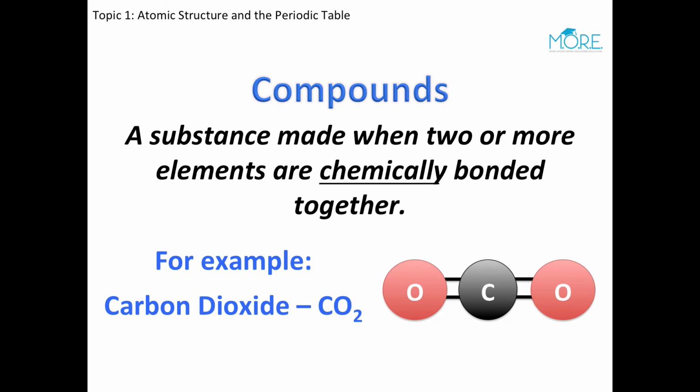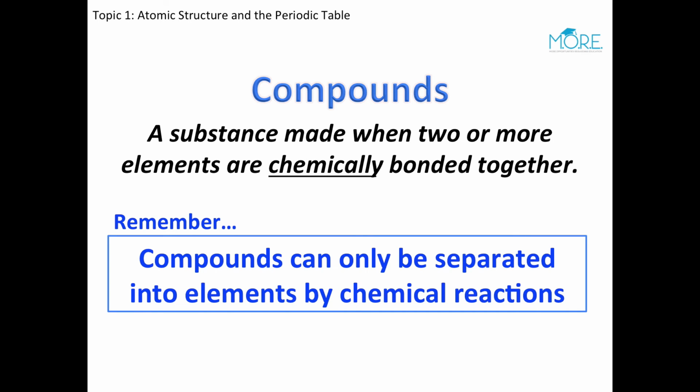And the other example is carbon dioxide. So we've got two oxygen atoms which are reacting with carbon to form CO2. As you can see, they're chemically bonded, but it's with two double bonds. So can you see here? So a key thing to remember is that compounds can only be separated into elements by chemical reactions. Because they're chemically bonded, a chemical reaction needs to take place in order for a separation to occur. Progress check 2.